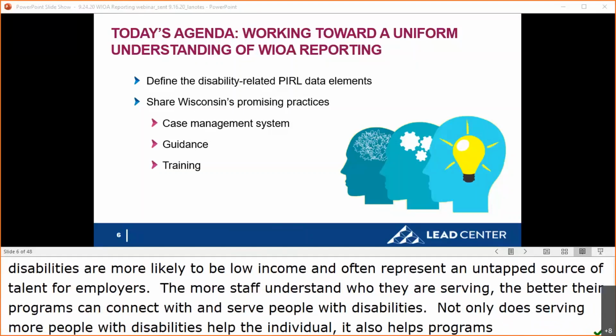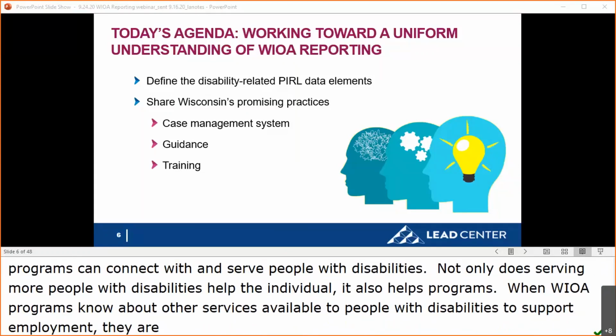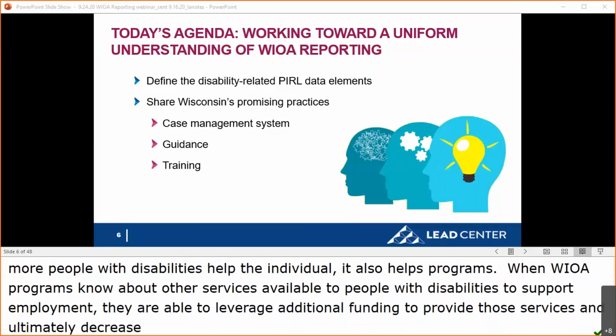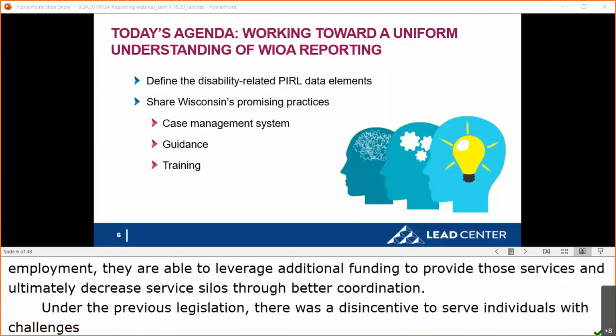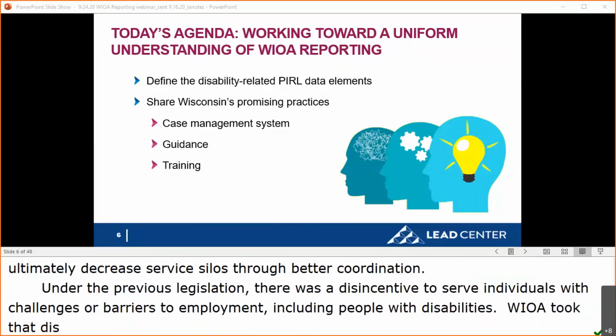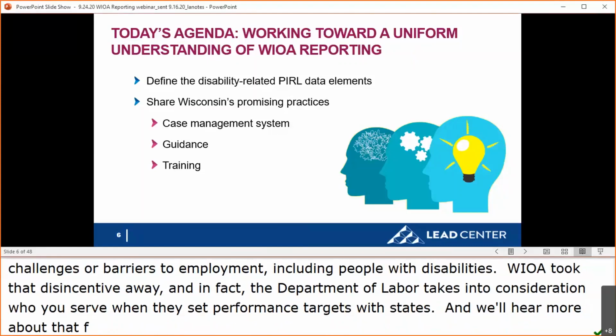When WIOA programs know about other services available to people with disabilities to support employment, they are able to leverage additional funding to provide those services and ultimately decrease service silos through better coordination. Under the previous legislation, there was a disincentive to serve individuals with challenges or barriers to employment, including people with disabilities. WIOA took that disincentive away, and in fact, the Department of Labor takes into consideration who you serve when they set performance targets with states. And we'll hear more about that from Wisconsin later. For now, let's get to the data elements.